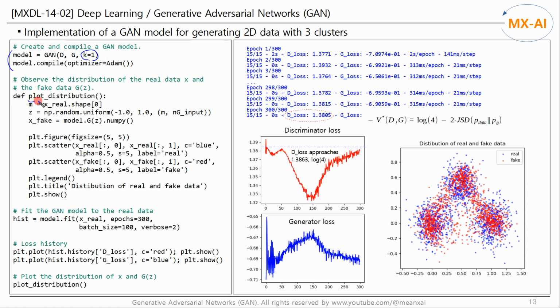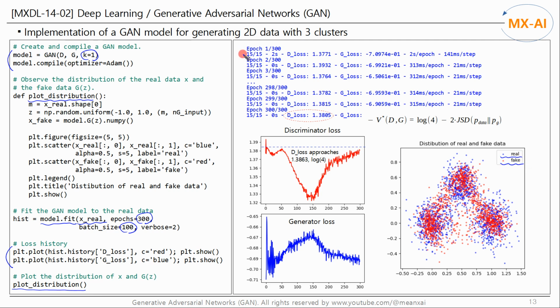We write a function that observes the distribution of real data x and fake data g of z. Fit the GAN model to the real data. The mini batch size m was set to 100 and the number of iterations was set to 300. Observe the changes in d loss and g loss during training, and plot the distribution of x and g of z. The results are as follows. The blue dots are real data x, and the red dots are fake data g of z.